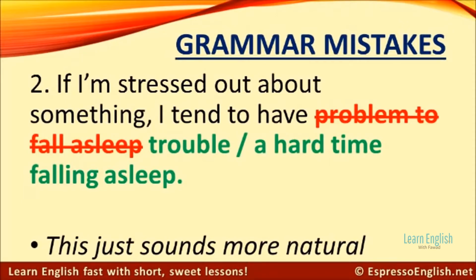Instead, you should say, I tend to have trouble falling asleep, or I tend to have a hard time falling asleep. We don't usually use a verb after problem. If you want to talk about the difficult action, use trouble or a hard time, and then the ing form of the verb. That's why we say, I have trouble falling asleep, or I have a hard time falling asleep. Both of those sound more natural than I have problem to fall asleep.